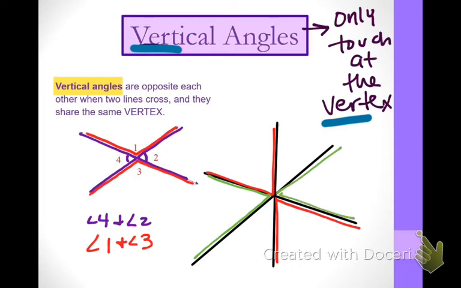So vertical angles, I know we're looking at this picture where there's only 4 angles. But vertical angles are formed by 2 straight lines, and the angles will be perfectly across from each other. Okay? We'll talk about it more complicated tomorrow. But they only touch the vertex, and they're going to be opposite each other.